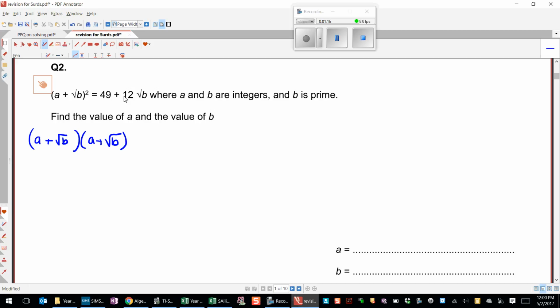What if I expand that? What do you get? It's the same with your quadratic. So FOIL. A squared plus a root b plus another a root b plus b, because root b times root b equals b. Okay?